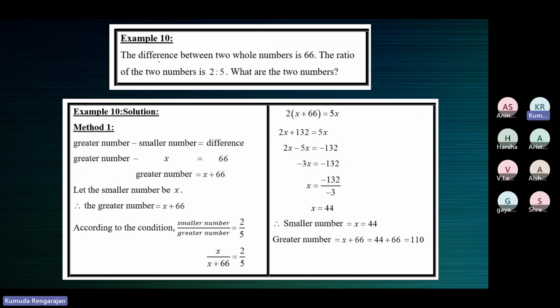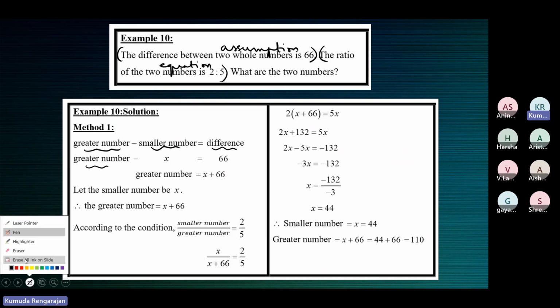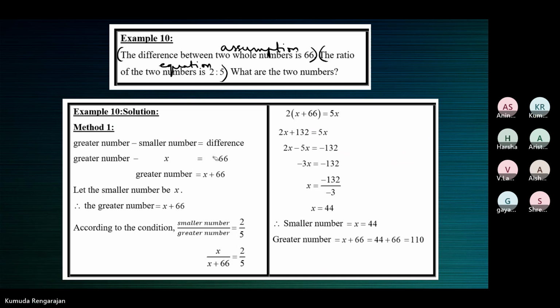Now here you can see we have used this information for assumption, and we have constructed the equation using this one. So you can see here, greater number minus smaller number is equal to difference. Greater number minus, if you call the smaller number as x. See, this is your rough work, okay? This one is your rough work. You can do this in the rough column.